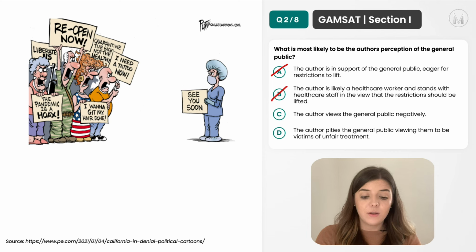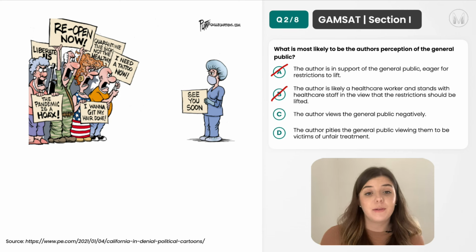Option D, the author pities the general public, viewing them to be victims of unfair treatment. This is also definitely not the case. Just by judging, again, as we said, what they're wanting is tattoos and getting their hair done, both of which are not immediate tasks or in any way overly important to a person's well-being. So we can rule out option D.